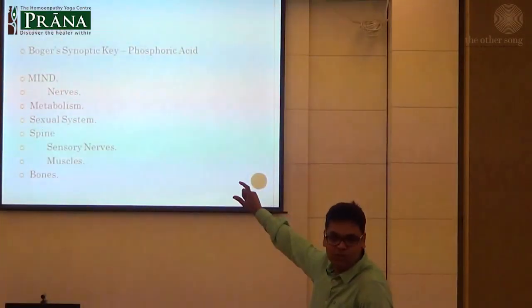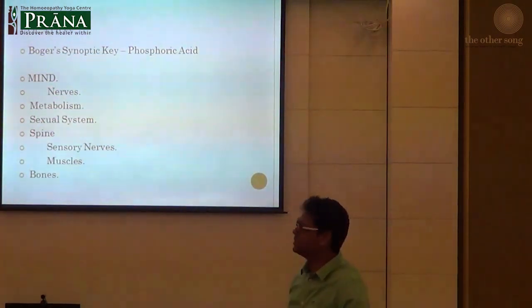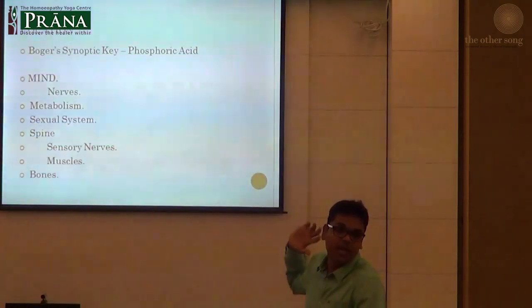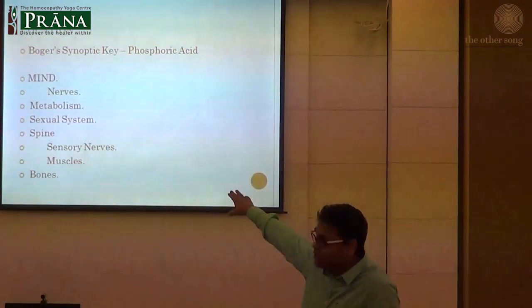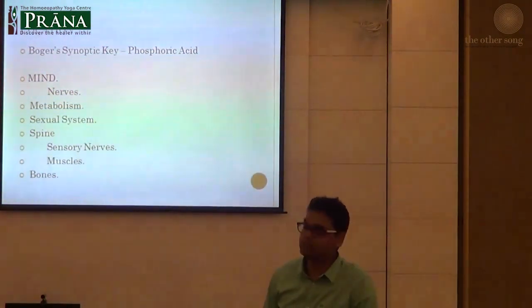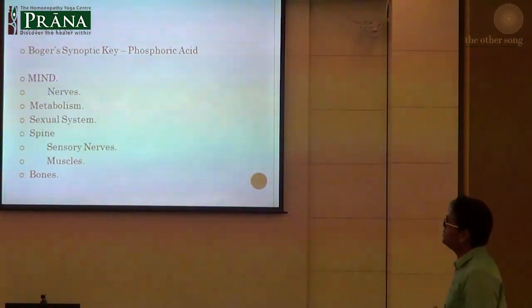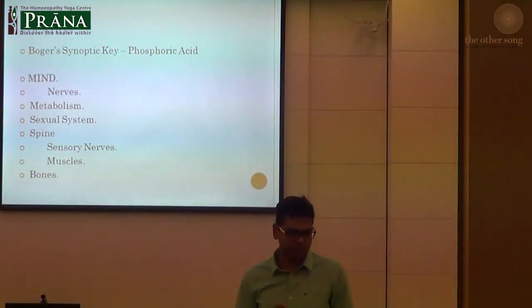The main affection of phosphoric acid, he says, is on the mind. And because of that the nerves get exhausted. Then he writes it is an important remedy for metabolism and metabolic disorders. The sexual system is affected. The spines are affected.